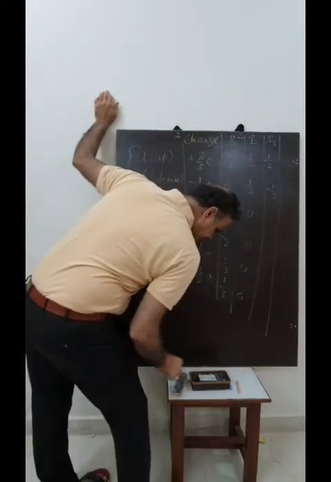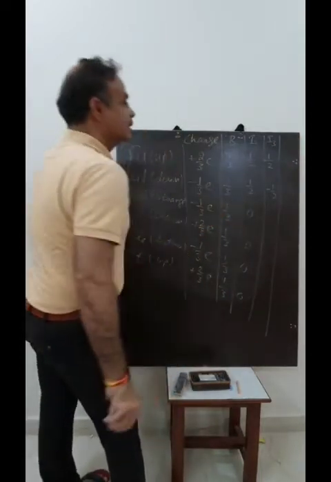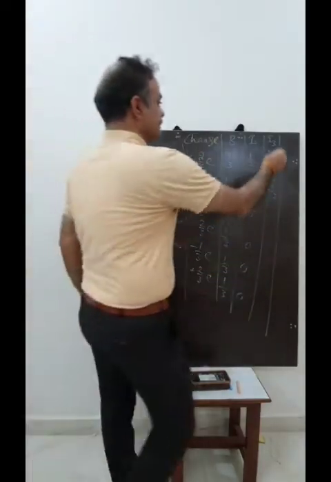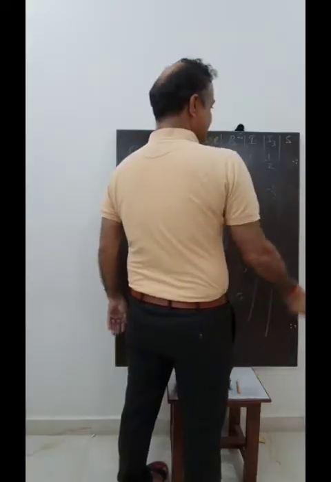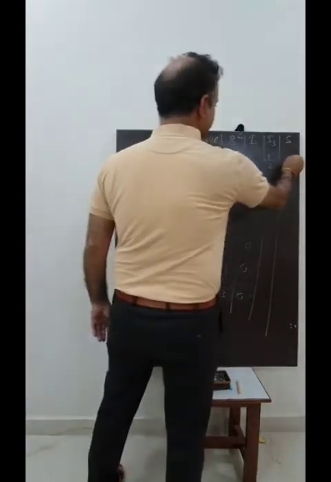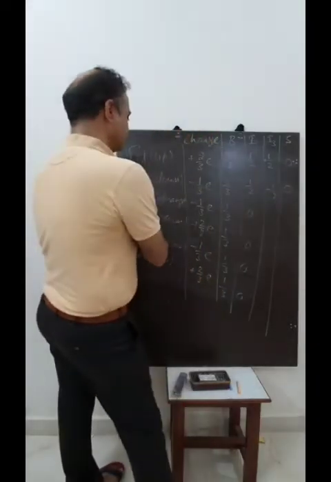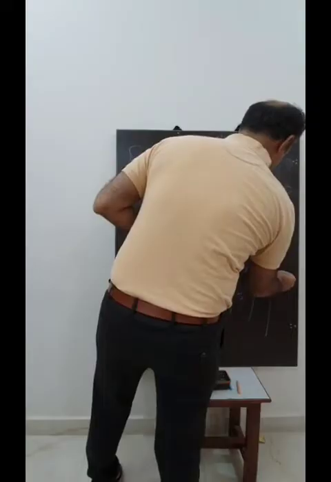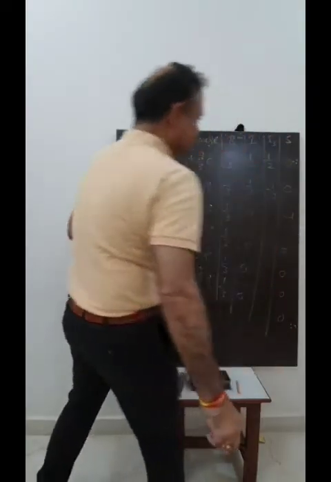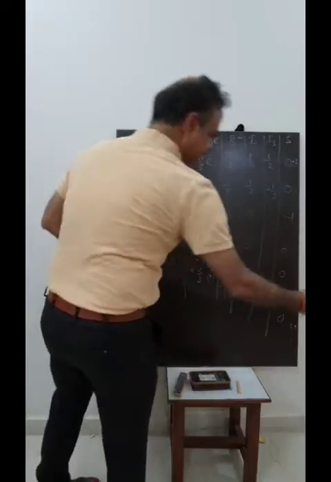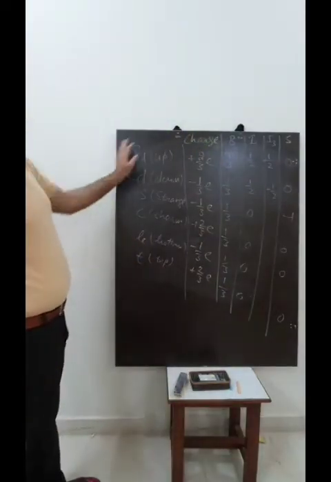Another important quantity is strangeness, S. U and D have no strangeness, it is 0. The strangeness quantum number for the S quark is minus 1, and for all the others it is 0. So this is a chart.